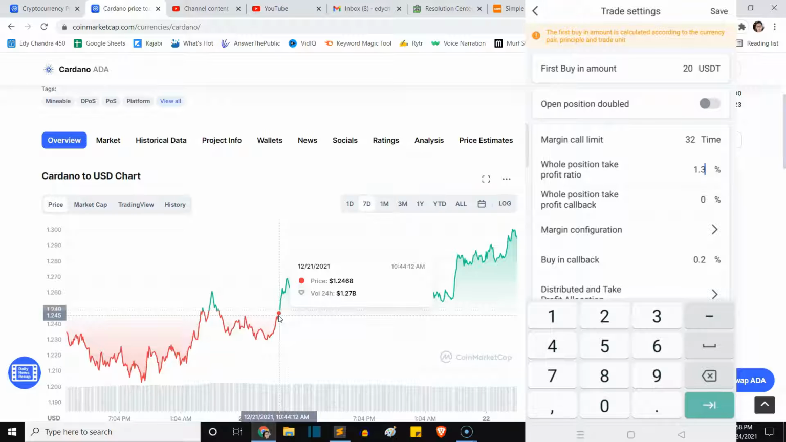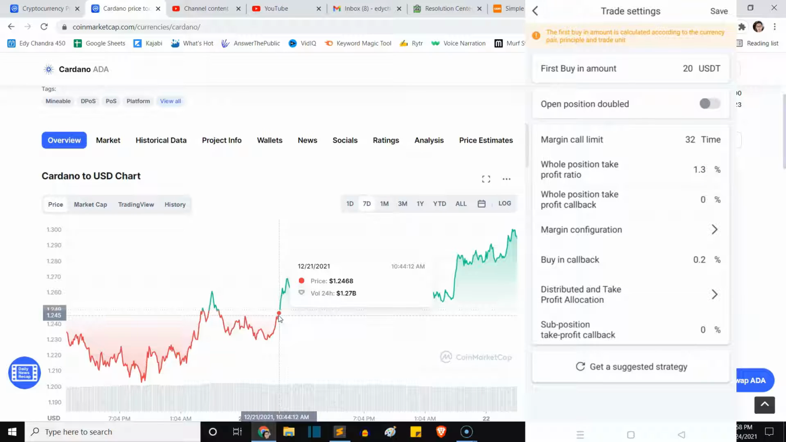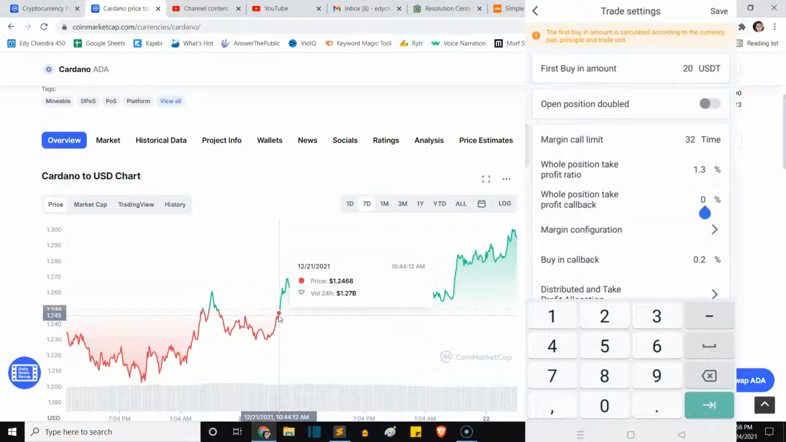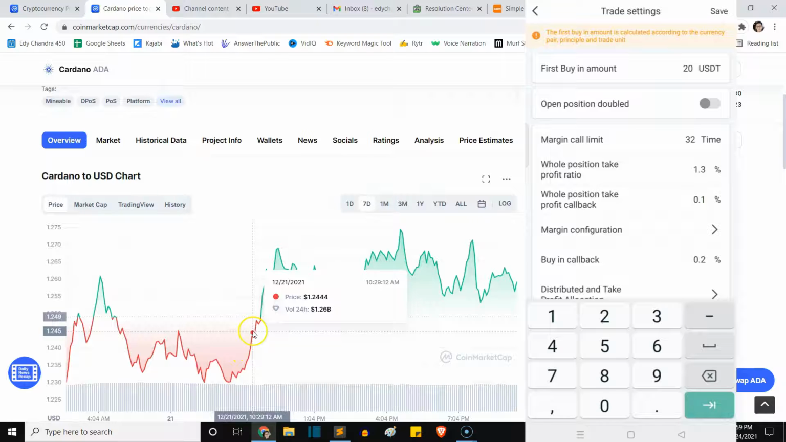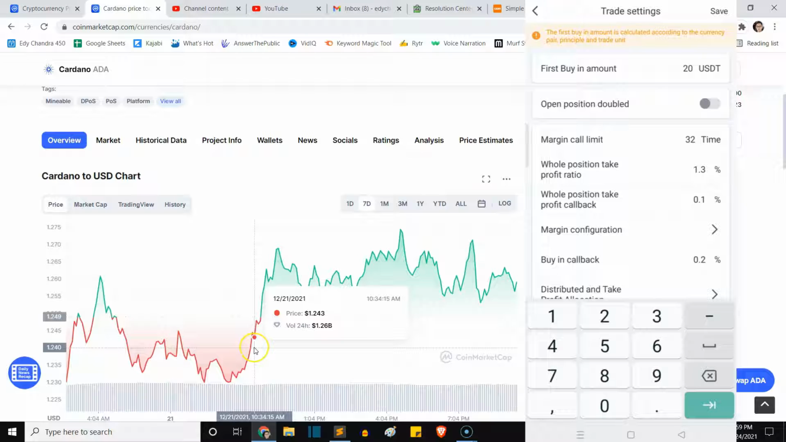If we change it to, let's say, 0.1. Okay, so if I change to 0.1, guys, if you see here, if it goes up by 1.3%, it will not sell yet. It has to wait, which is the whole position take profit callback, it has to wait to drop by 0.1%. Let's say it dropped 0.1% here, and then it will sell.